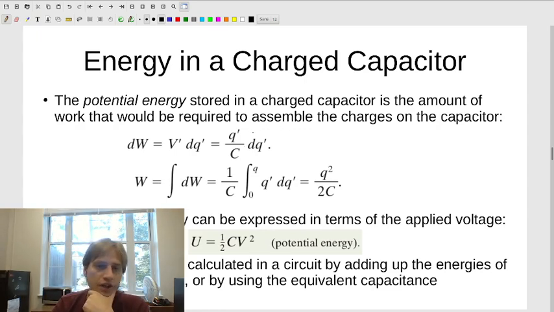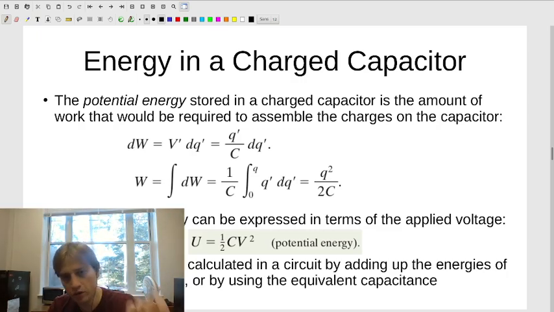And the strange thing about this, and the reason why you come up with a Q squared over 2 instead of just depending on Q itself, is that we're integrating, and as you put more charge onto the capacitor, the voltage gets higher and higher. So each additional little piece of charge requires more work than the last piece of charge. Okay, so that's the physical interpretation of what's going on here.